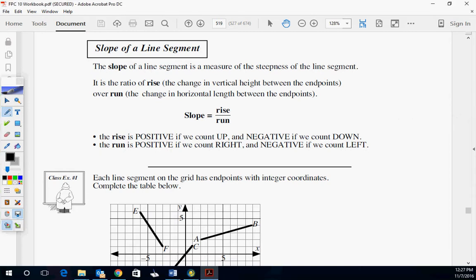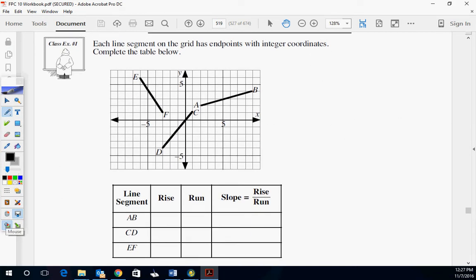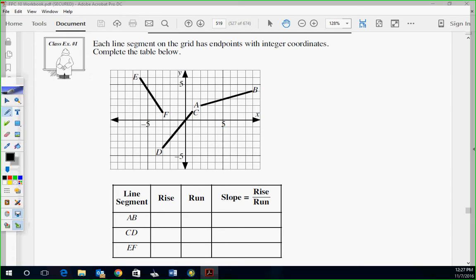So here we go. This says each line segment on the grid has endpoints with integer coordinates. Complete the table below. So AB, what's the rise? So from AB, it goes 1, 2, whoops, just 2. Right here, it just goes 2, so we write 2. The run, 1, 2, 3, 4, 5, 6, 7. 7. So the slope is 2/7.